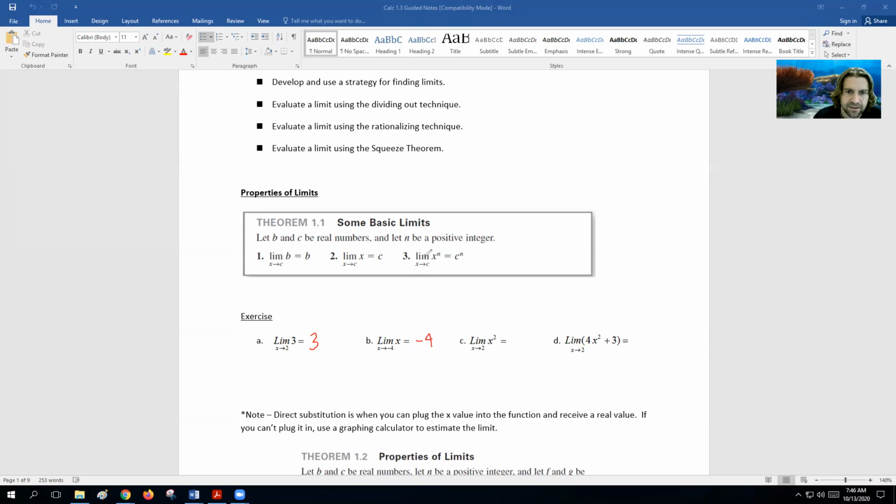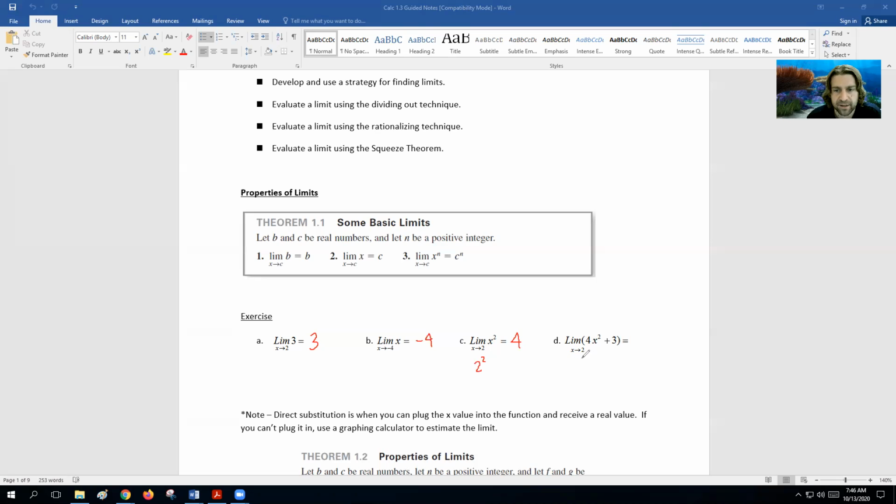Next, if I have the limit as x approaches c of x to some number n, it's going to be c to that power. So basically, we're just substituting here. We're taking the c and plugging it in. So if I have the limit as x goes to 2 of x squared, that'd be 2 squared, which is equal to 4. So when our limits get more complicated, all we need to do is think about direct substitution, which is what this is called, as it works out the best way.